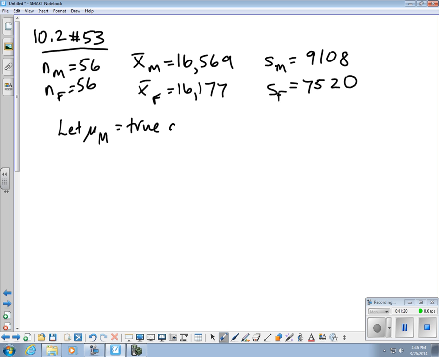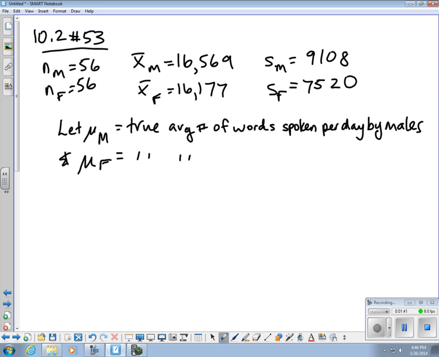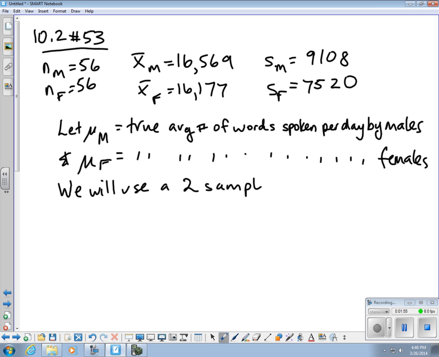So this will be the true average number of words spoken per day by male students at this university, really technically. And mu f will be the true average number of words spoken per day by females at this university, female students at this university. So we will use a two-sample t-test. T because it's means rather than z for proportions.